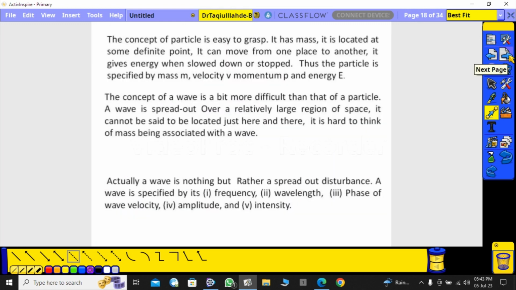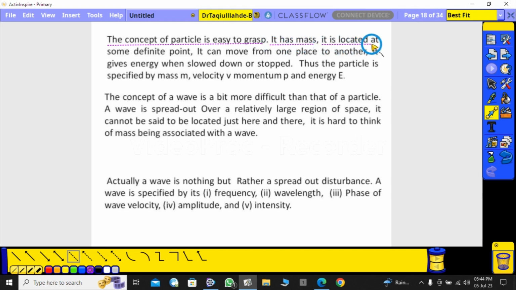Now we should understand what is a wave and what is a particle. The concept of a particle is easy to grasp. We know that a particle has mass, it can be located here and there, and it has some definite size or shape. It may be charged or uncharged, and if it is accelerated, it will move and give force. It transfers kinetic energy if it stops. There are many things it is associated with.